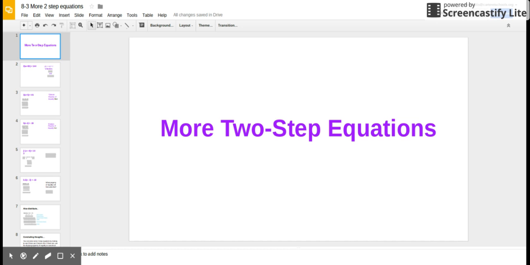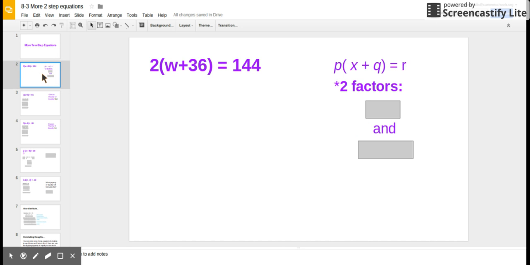Hi there. In this video, you're going to learn how to solve more two-step equations. First off, I'm going to show you a problem where you have almost like the distributive property. Here you have 2 parentheses w plus 36 equals 144. Something that you might not realize is there are actually two factors here. There is the number 2, and there is this right here, w plus 36.